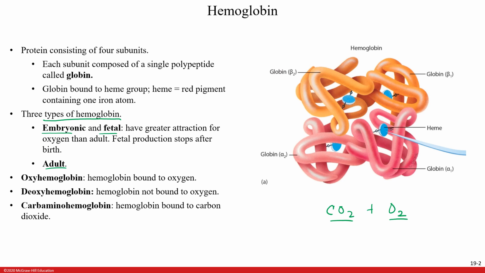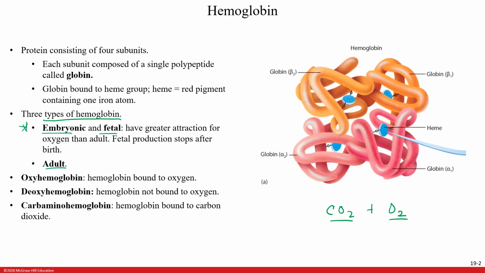I'm not going to tell you the answer to this question right now. I want you to think about this, and I want you to respond on the discussion board when you think you understand the answer to this question that I'm about to ask you. And that question is, why is it important for embryonic and fetal hemoglobin, hemoglobin found in embryos and in fetuses, to have a higher attraction for oxygen than an adult?